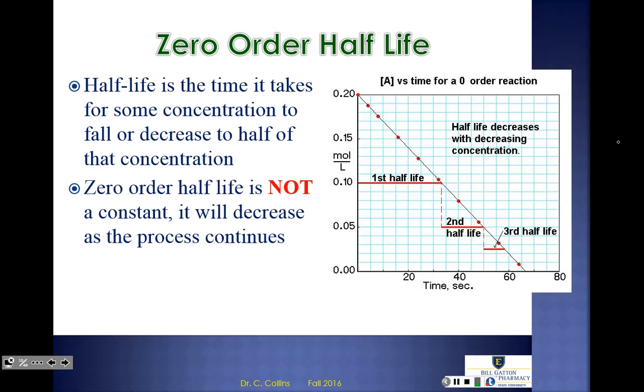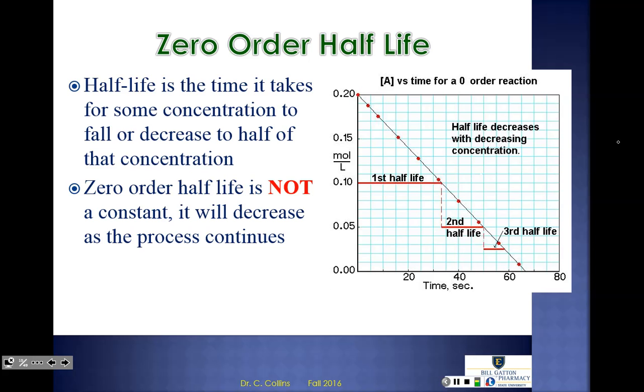Now, in a zero-order reaction, the half-life actually decreases with time, because the half-life depends upon how much is there. Because in a zero-order reaction, there's a constant amount, if you will, that is changed with time. So the time it takes to get to half of an amount goes down as the amount goes down. So if our concentration started at 0.2, the amount of time it takes to go to 0.1 takes this much time. But if I started from 0.1 to 0.05, it only takes that much time. It takes a smaller amount of time, because there's not as much to start with.